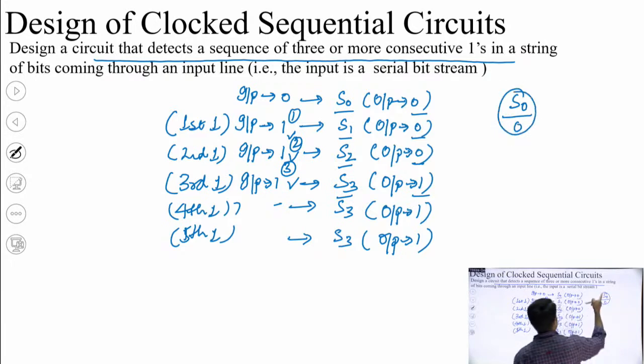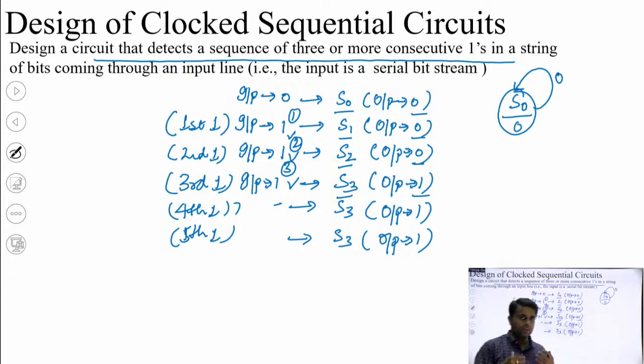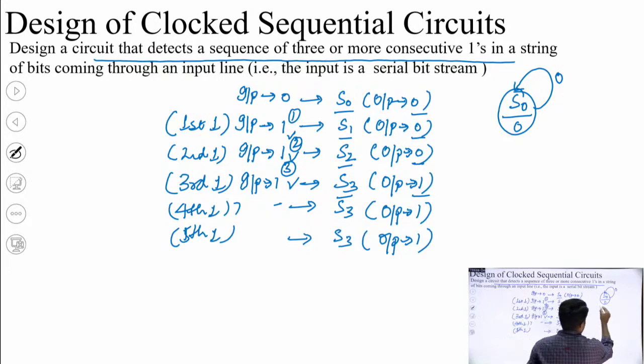I am in state S0. If I get a 0, then I will stay in this state only. If I receive a 0 at the input side, I will stay in this state and wait till the first one appears. So if I receive 3 zeros, 4 zeros, 5 zeros, I will stay in S0 and wait for the first one so that the process starts. If I receive a 1, then I will reach state S1, but output will still be 0.